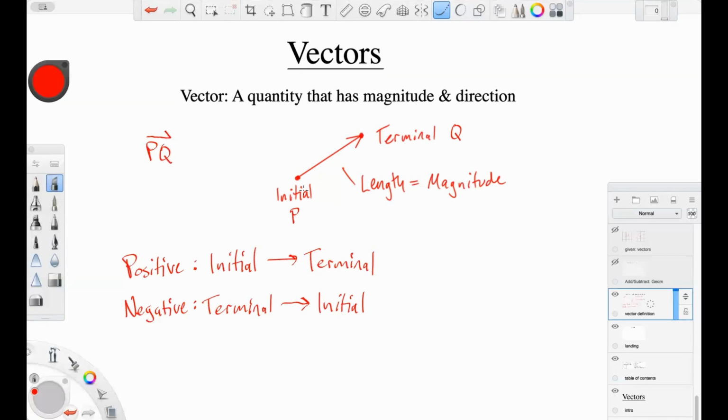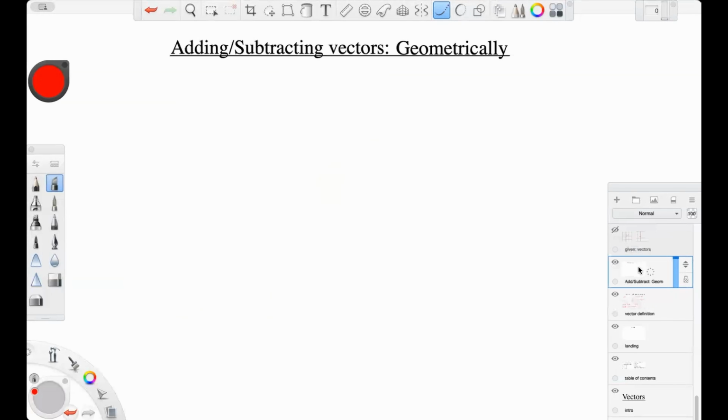And that'll make more sense as we get into some of the examples of adding and subtracting vectors. So let's go ahead and jump into that now. Let's talk about adding and subtracting vectors geometrically. We'll be doing this geometrically, and then a little bit later, we'll do it algebraically. So what does it mean to add and subtract vectors geometrically?